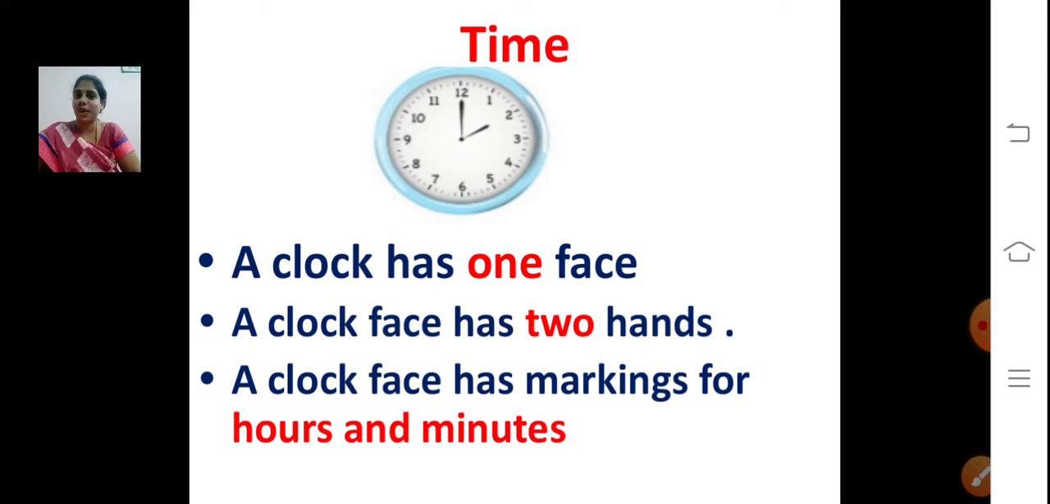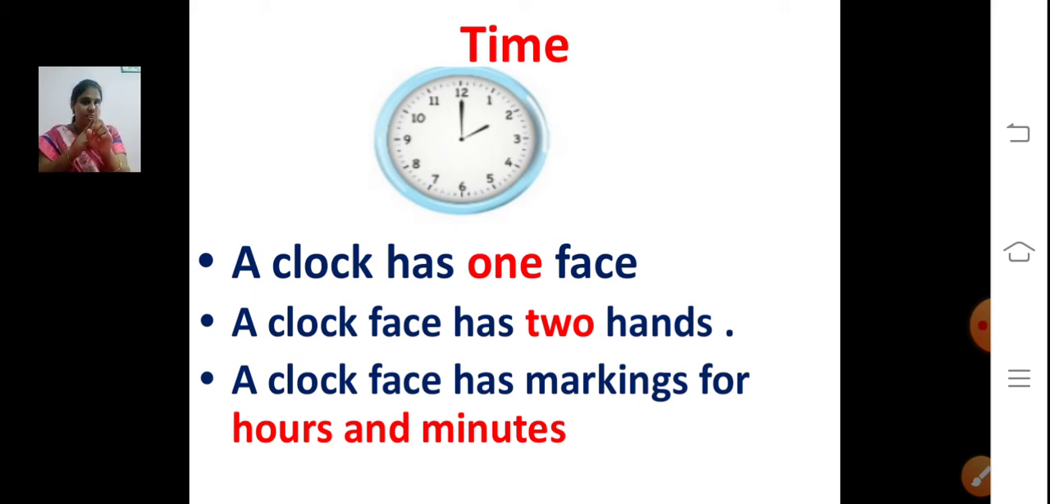How to see time in a clock, right? So now how many faces does it have? Clock has one face, right? How many hands? It has one face and how many hands? Just see the clock and tell me. Yes, it has two hands. Hour hand and minute hand.